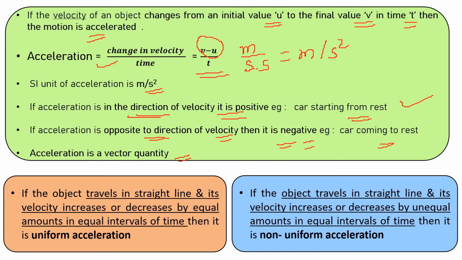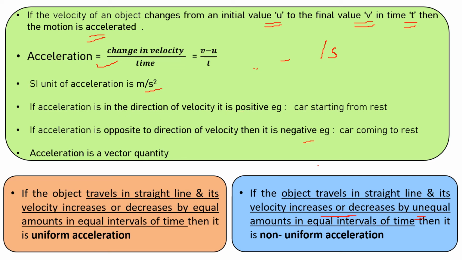That means if the object travels in straight line and its velocity increases or decreases by unequal amounts in equal intervals of time, then it is non-uniform acceleration, right? Like for first 1 hour it is increasing by 25 kilometers per hour. Next 1 hour it is increasing by 50 kilometers per hour. Okay, so this is non-uniform acceleration because the object is traveling with varying velocity with equal intervals of time. Hence it is non-uniform acceleration.